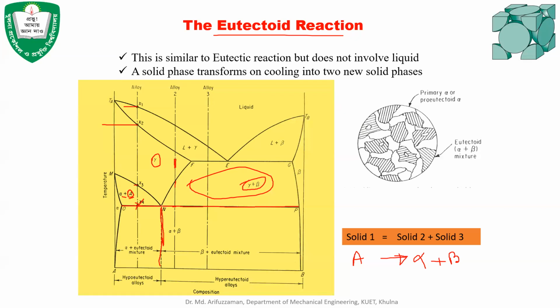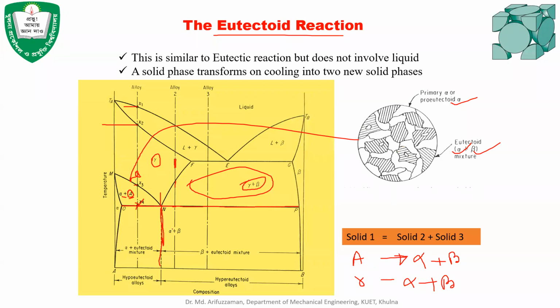So the gamma will have a eutectoid chemical composition, and gamma will be converted into a mixture of alpha and beta, and the final structure will look like this. That means initial alpha will be present in there. If you consider alloy 1, then the primary alpha will be produced, and after the eutectoid reaction, there will be the eutectoid mixture of alpha and beta present in the microstructure.